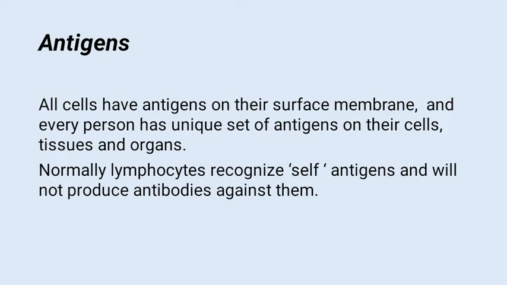All cells have antigens on their cell wall or cell membrane, and every person has a unique set of antigens on their cells, tissues, and organs. And in our blood, white blood cells known as lymphocytes produce antibodies in response to antigens. Therefore, they play a very important role in recognizing self-antigens and foreign antigens.